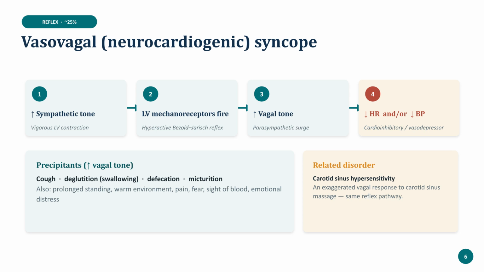Vasovagal syncope follows a clear reflex pathway. Increased sympathetic tone leads to vigorous ventricular contraction. This stimulates stretch receptors, triggering a surge in vagal tone, which drops both heart rate and blood pressure. Common triggers include pain, fear, or situational events like coughing or urination. Carotid sinus hypersensitivity works via this same pathway.